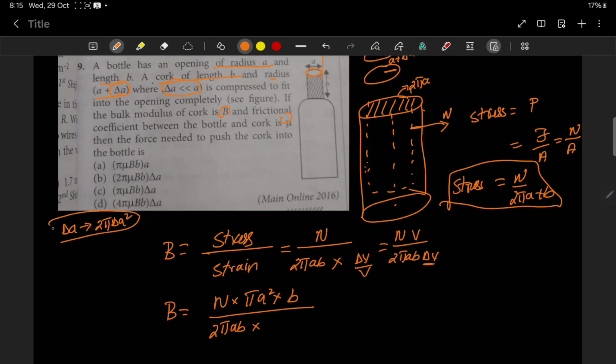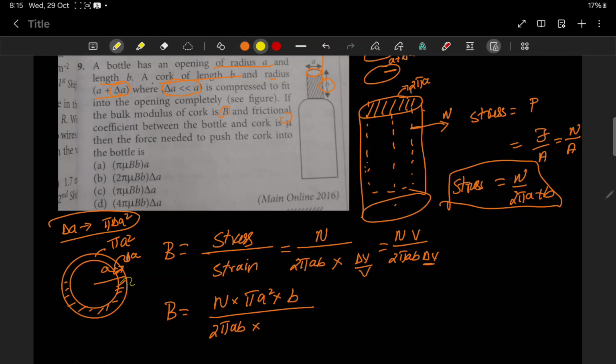Here we should be very careful. If this is a, the entire area for this is pi a square. And if we reduce it by del a, this distance is del a. We have to find the area of this multiplied by the height b, which will give you this value of del V in the denominator. We have to write this carefully.